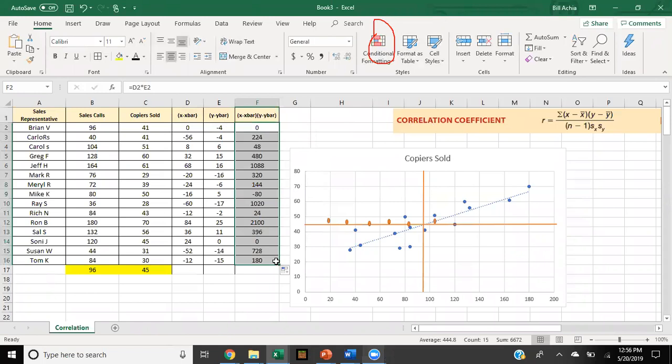Okay, and the next thing that I'll do is sum this up. If we sum up column F, it gives us a value of 6672. Now this value here is what we have in the top, in the numerator of the correlation coefficient formula. So we've calculated the sum of x minus x bar multiplied by y minus y bar, and it gave us a figure of 6672.